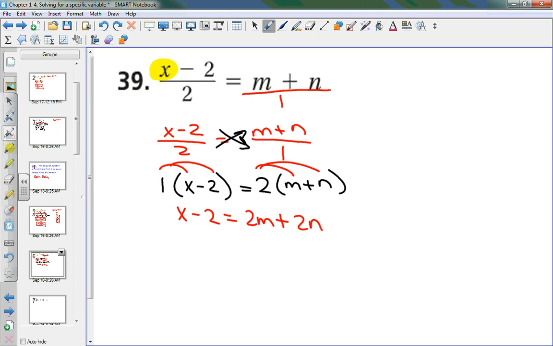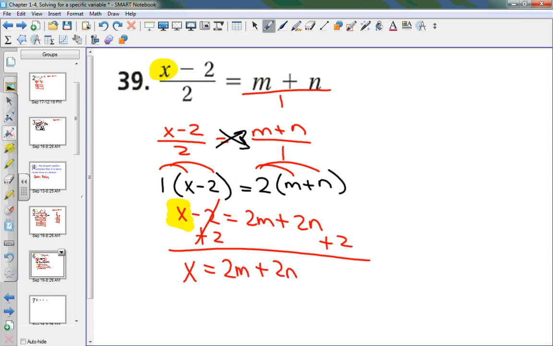And what am I solving for, folks? Well, I'm still solving for x. Now I need to get x by itself. So how do I get rid of that 2? I add 2 to both sides. Notice how I'm lining up my terms. I bring down x, 2m is by itself, 2n is by itself, and I put that 2 clear to the right because I knew there was not a like term to it. And it's solved. Okay?